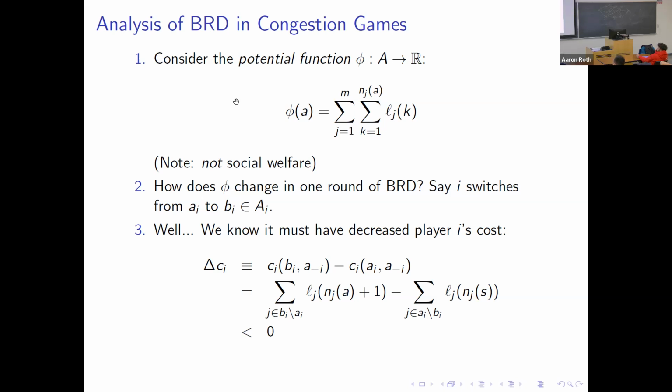Yeah, so nj of A is the number of people who were playing on facility j at action profile A, the action profile we were at before I changed my action. Now, these are facilities that I wasn't playing on in action profile A, but that I am now playing on in this new action profile that I get by changing my own action, but not everyone else's. And so now there's one more person playing on these facilities. That one more person is me.